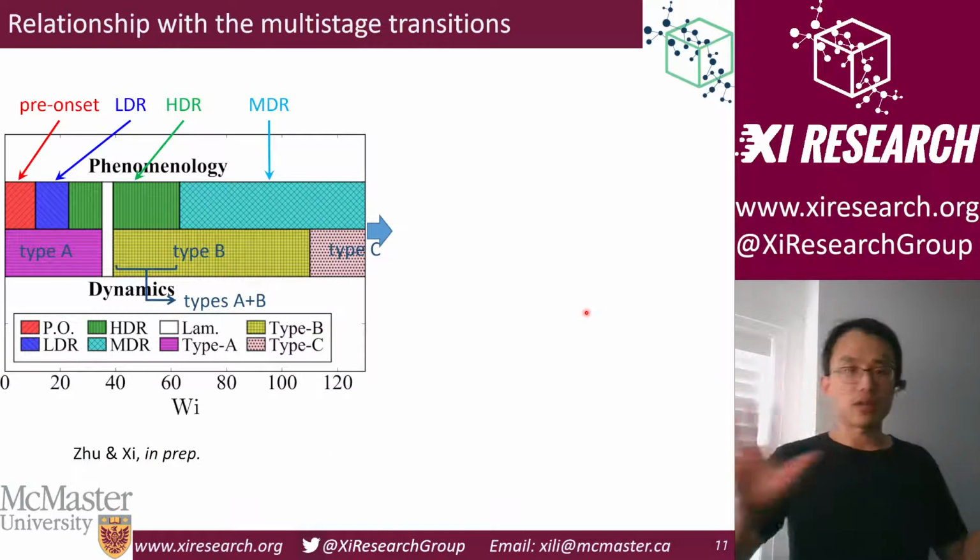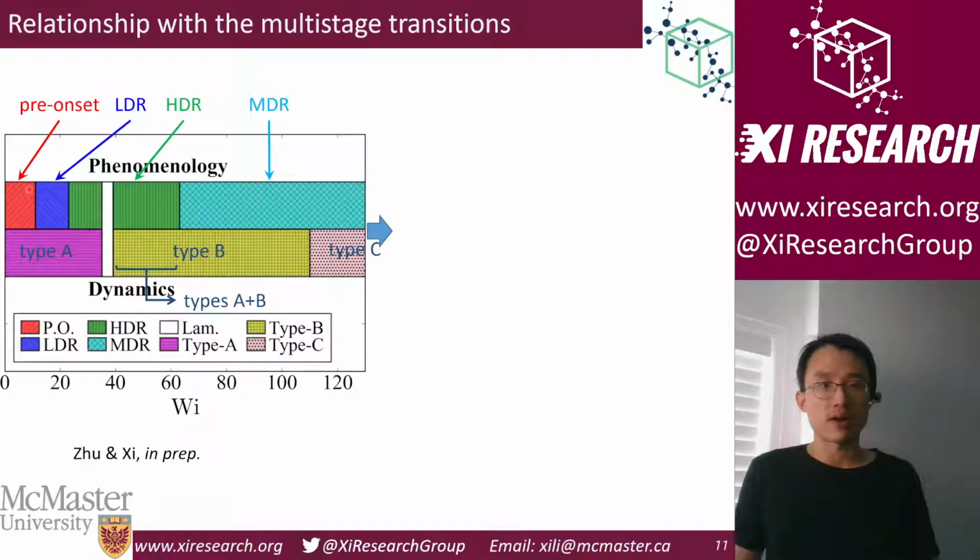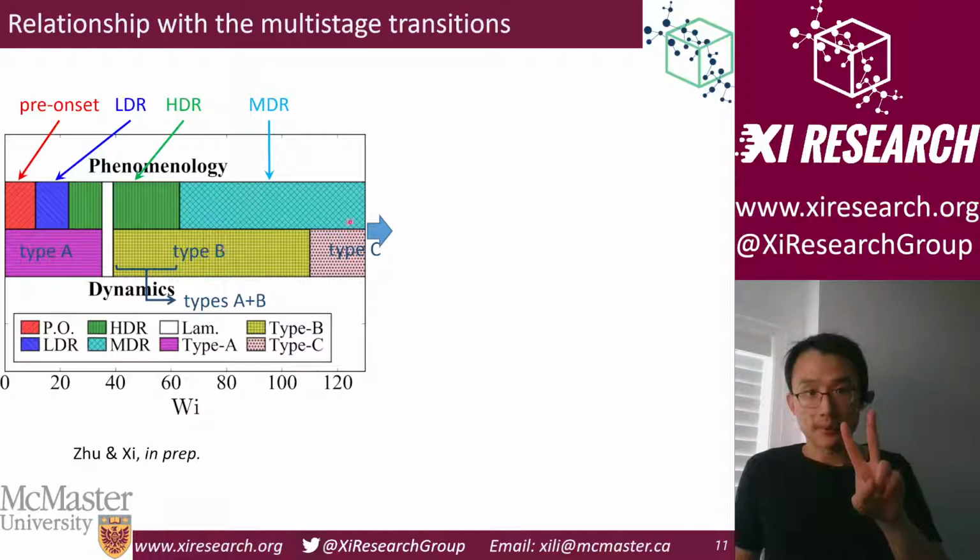So let's look at the transition as we increase Weissenberg number. Again, we listed the phenomenological transition from onset to LDR to MDR. Now we look at different dynamics here. Type A covers all the way up to part of the HDR. Then we have a laminar window. We have coexistence between type A and type B. Then we have type B and type C, and it actually goes to much higher Weissenberg number. Interestingly, the regime that corresponds to MDR here is covered by at least two different types of dynamics, type B and type C. So it is no longer one unique ultimate state.